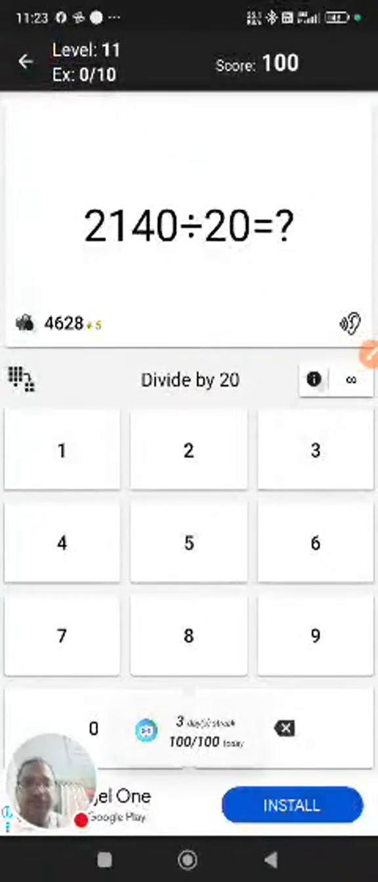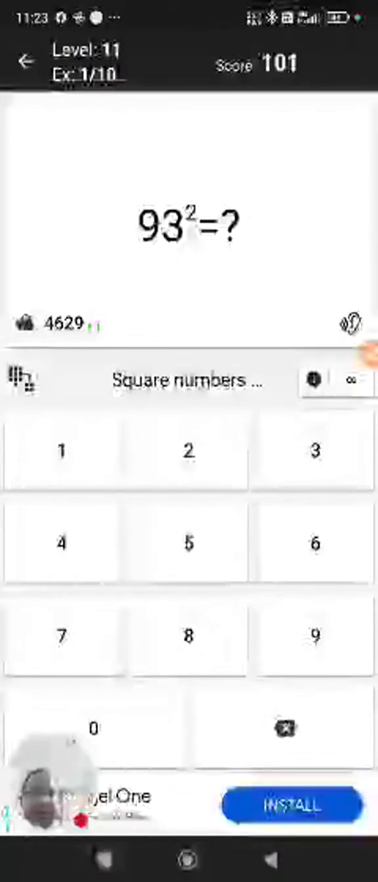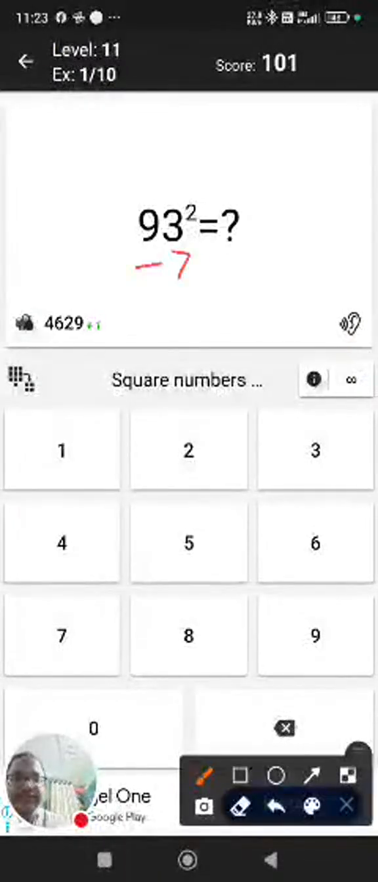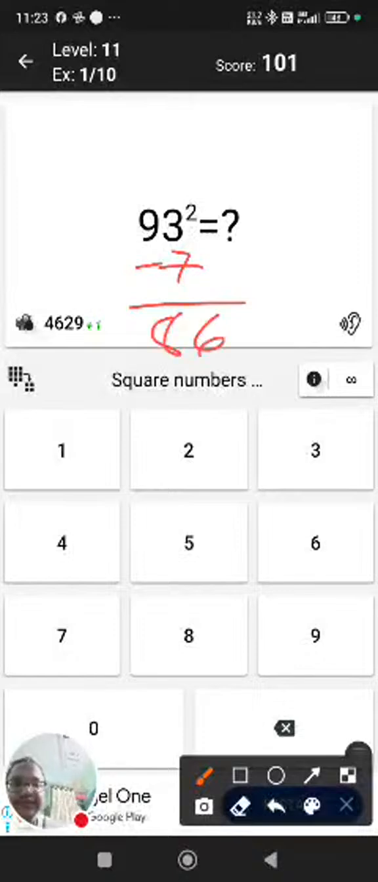0 0 cancel. 2 107 times 93 square. It is 7 less than 100. So subtracting 7 we get 86. 86 and 7 square, which will be 49. 8649 is the answer.